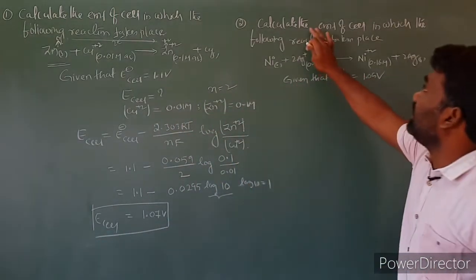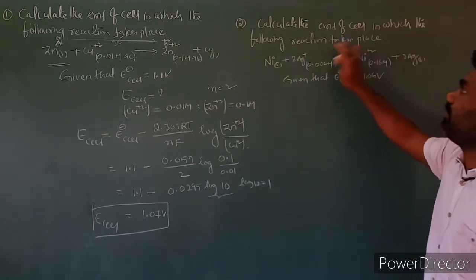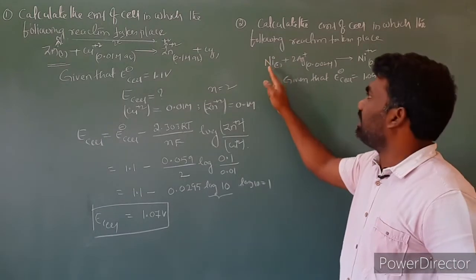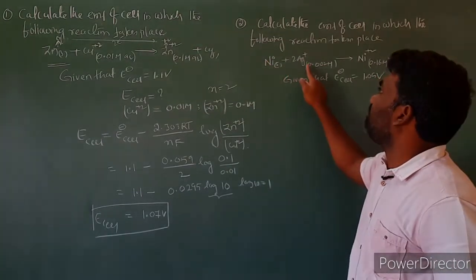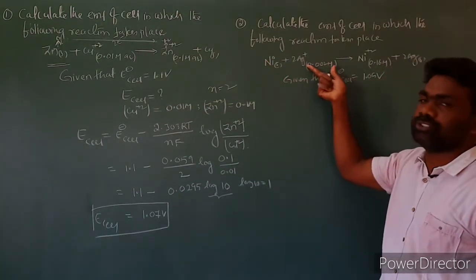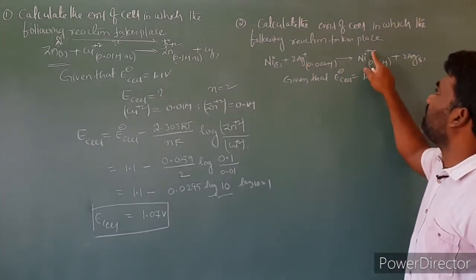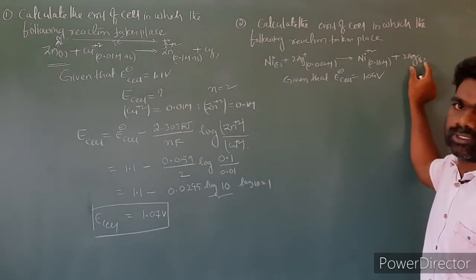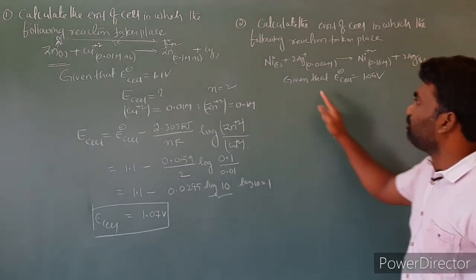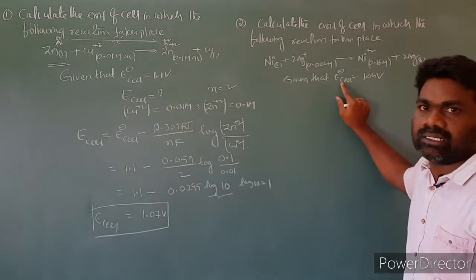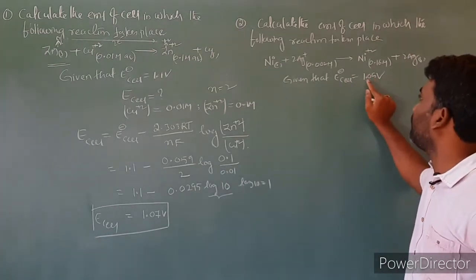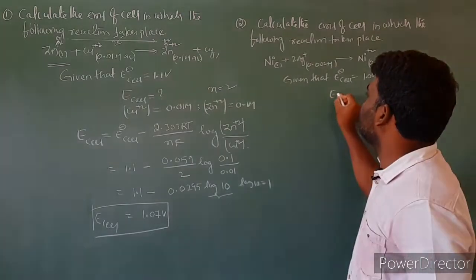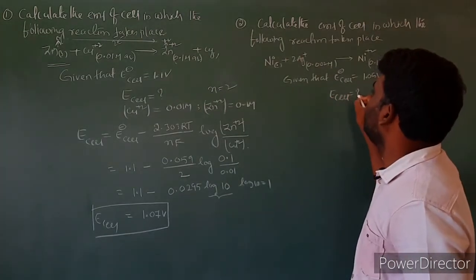Second problem. Calculate the EMF of the cell in which the following reaction takes place. The cell reaction is given: Ni solid plus 2Ag⁺, its concentration given as 0.002 M, gives rise to Ni²⁺, its concentration given as 0.1 M, plus 2Ag solid. This is the cell reaction given. One more piece of data is given: the standard potential of the cell, how much? 1.05 volts. Then what we have to calculate? E cell.